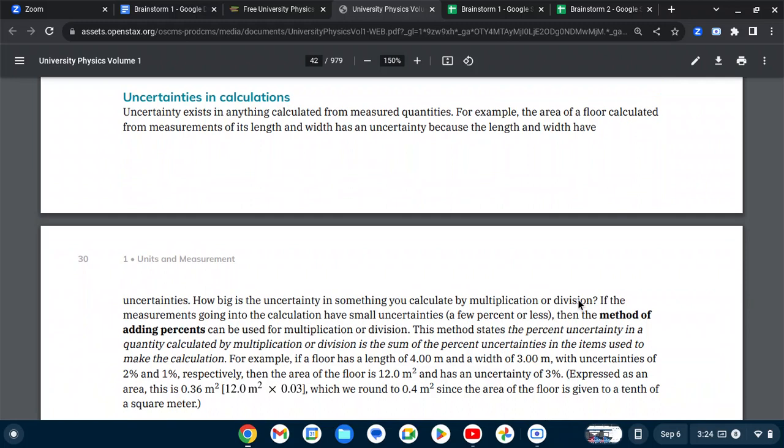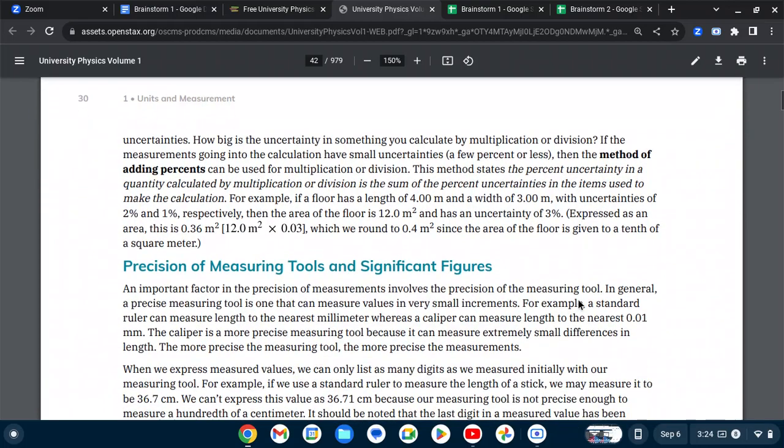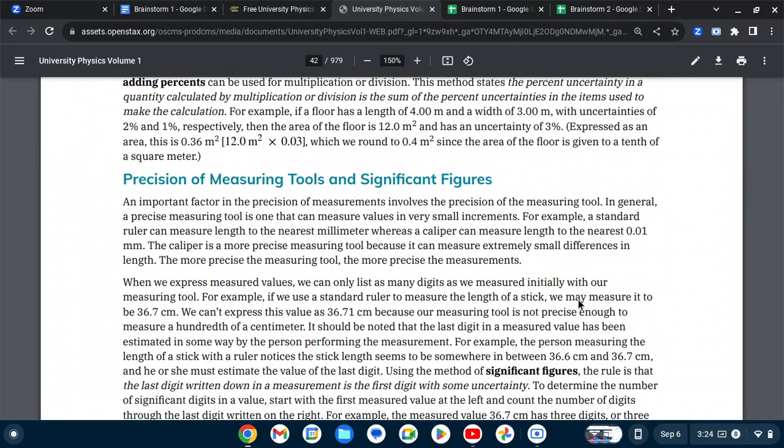If the measurements going into the calculation have small uncertainties, then the method of adding percents can be used for multiplication or division. This method states that the percent uncertainty in the quantity calculated by multiplication or division is the sum of the percent uncertainties in the items used to make the calculation. For example, if a floor has a length of 4 meters and a width of 3 meters, with uncertainties of 2% and 1% respectively, then the area of the floor is 12.0 meters squared and has an uncertainty of 3%.